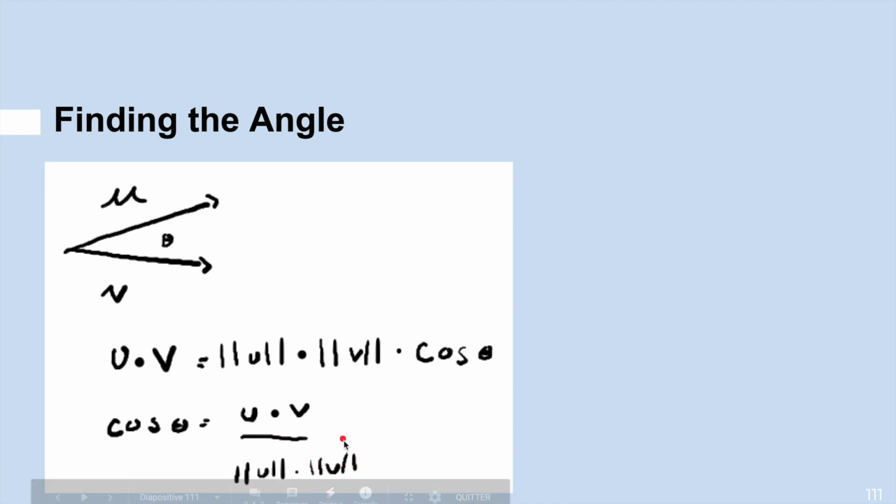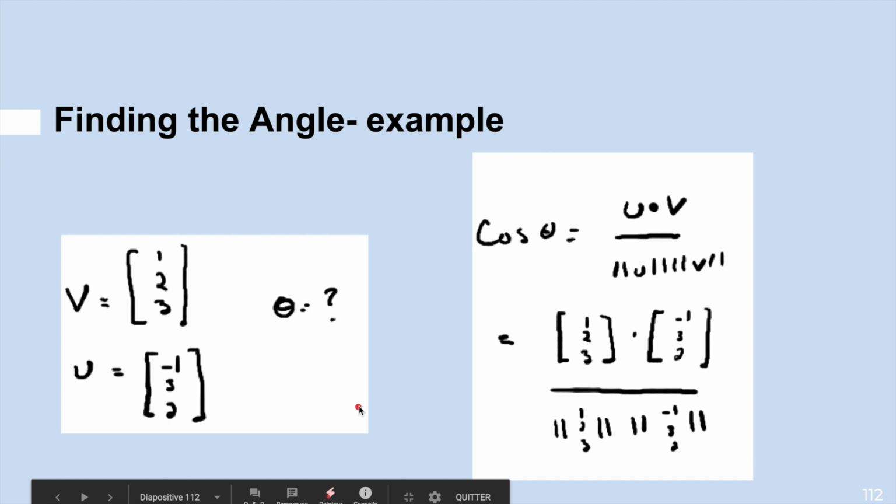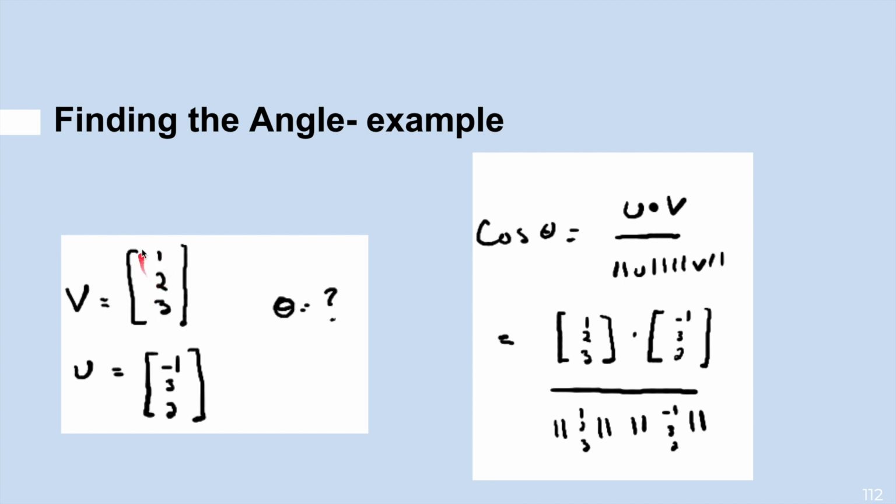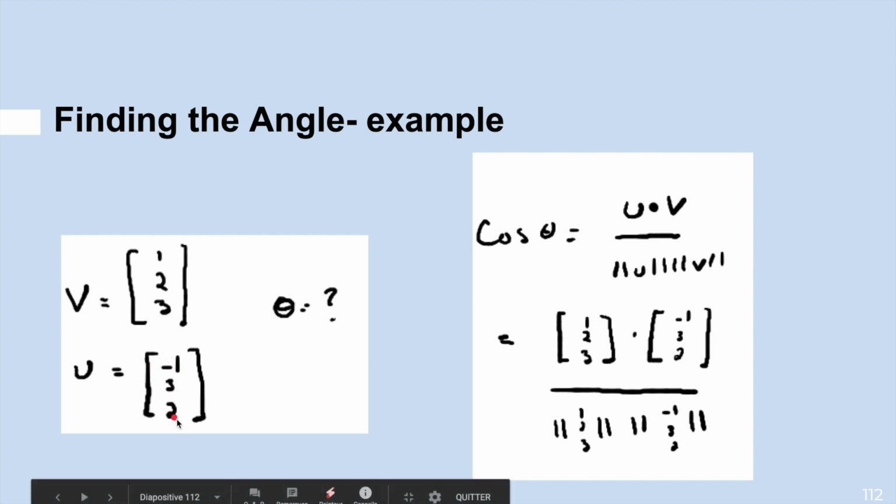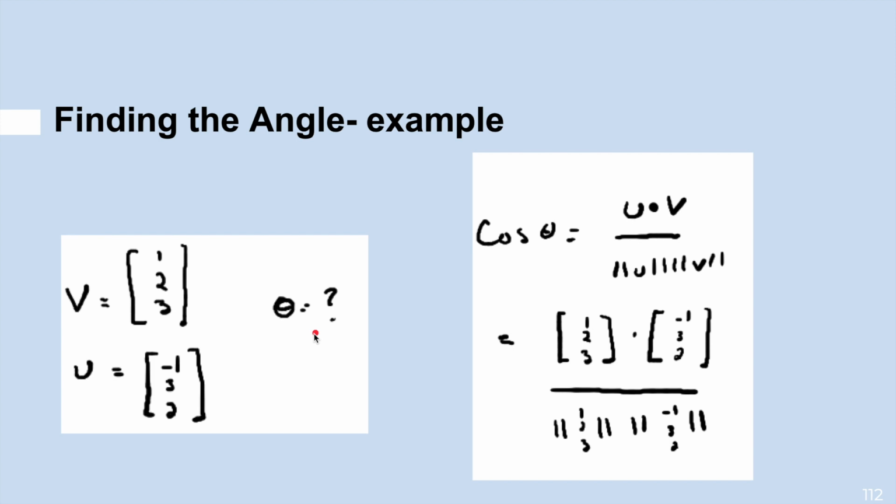We're going to do one example, and here it is. So we have vector v, which is in 3 dimensions because we have 3 numbers. It's 1, 2, 3. And we have vector u, also in 3 dimensions, -1, 3, and 2. We want to find the angle between them. Because this is in 3 dimensions, it would actually be a lot harder to do just by looking at a graph or doing it any other way. We're going to use our equation.